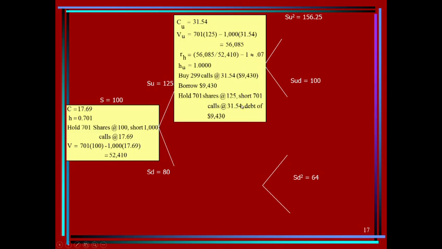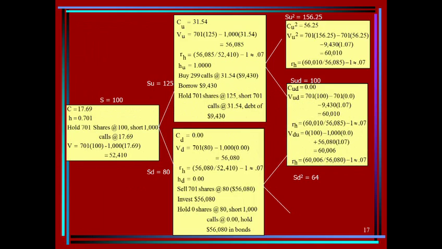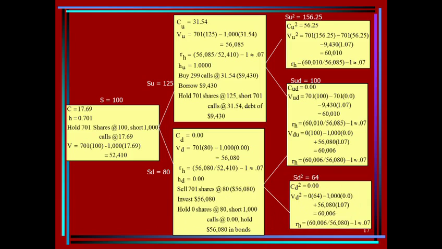Okay, so now you calculate your new hedge ratio. The hedge ratio is 1 this time. How do you get 1? Again, you use CU minus CD over SU minus SD. You simply take CU, 56.25, minus CUD, which is 0, divided by 156.25 minus 100. CU minus CD, SU minus SD. Does everyone follow? So that gives you 1.